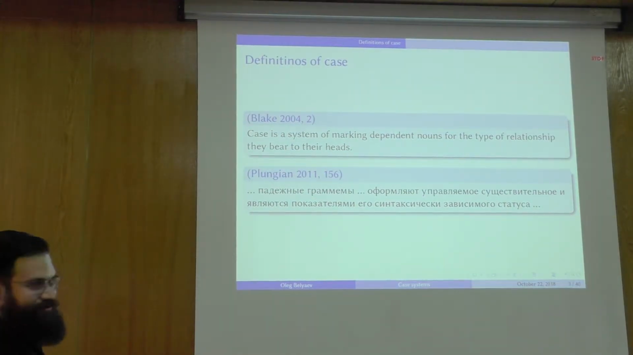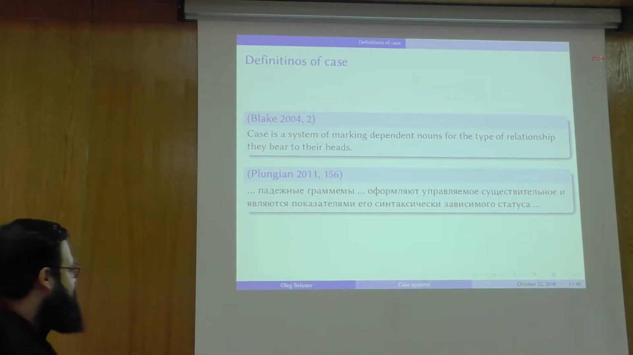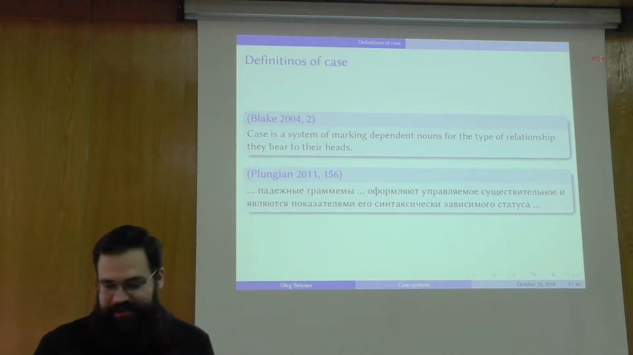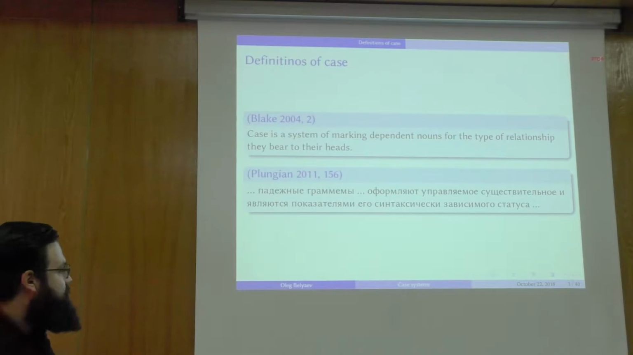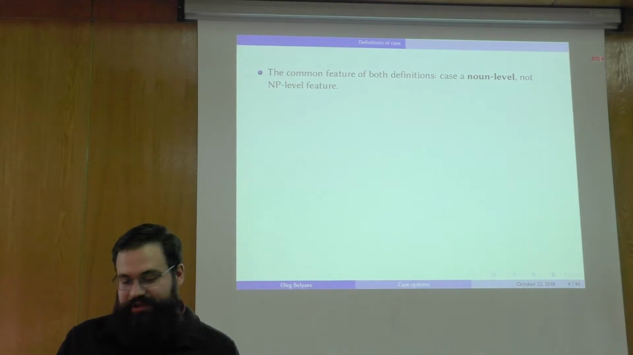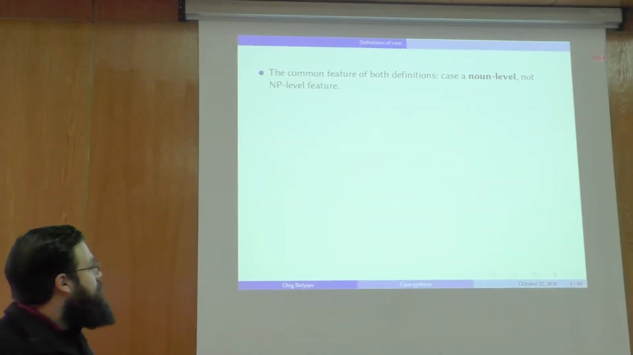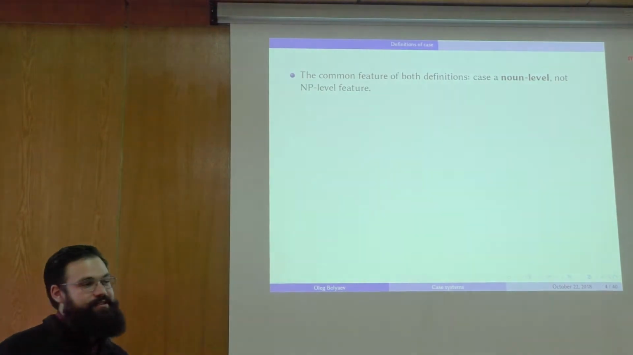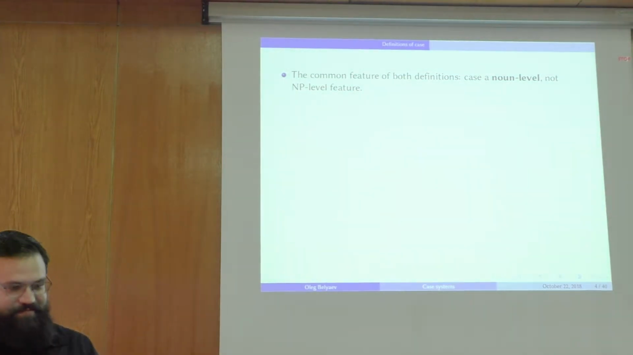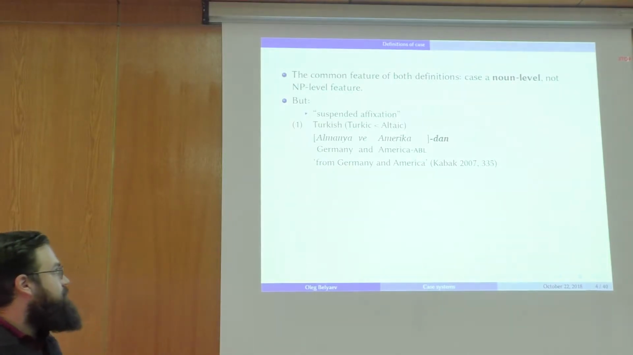And then Plungian's definition from his grammatical semantics textbook, which says basically the same thing, that case grammes mark dependent nouns and are the encoders of its syntactically dependent status. Now, when we're talking about these kinds of morphological definitions of case, the common property of all such definitions is that they are talking about this as a noun level and not an NP level feature. They are talking about the feature of nouns or nominals that mark the dependence of these nouns on other elements.